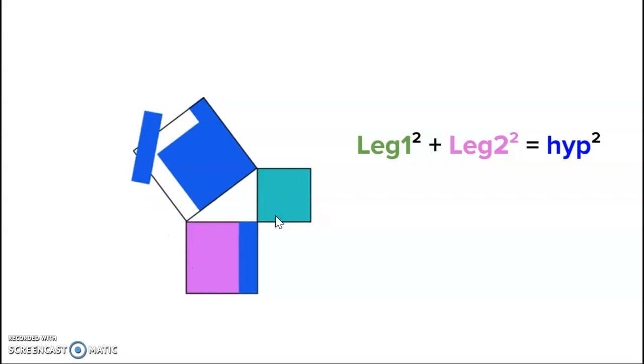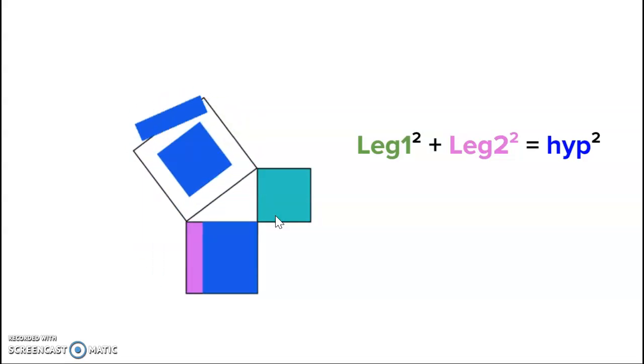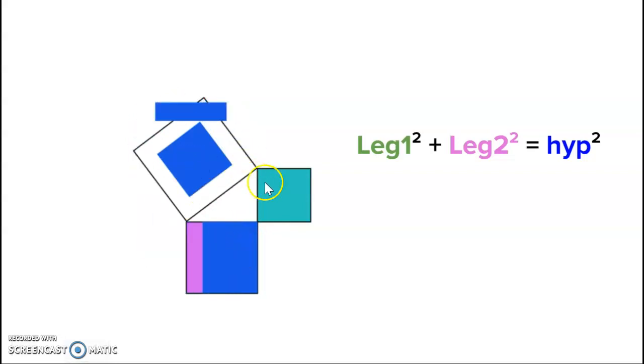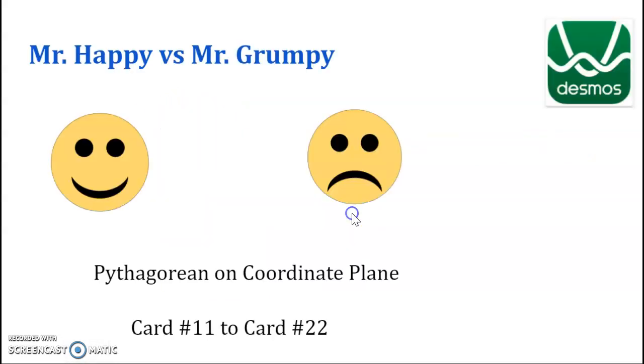So visually, what that means is, look at that, if I just take away the edges like that, then the area of the green square plus the pink square is the blue square. That's what it says.